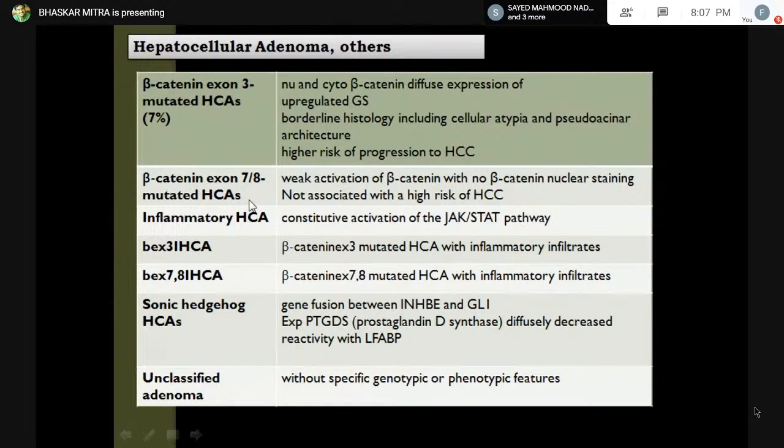Now the inflammatory hepatocellular adenomas act through the JAK-STAT pathway. In the inflammatory ones, some amount of inflammatory infiltrate is there. The sonic hedgehog hepatocellular adenomas show a gene fusion between INHBE and GLI1, with increased expression of prostaglandin D synthase. They show diffuse expression of this and lack of expression of liver fatty acid binding protein. The unclassified group does not show any specific genotype or any specific phenotypic picture.